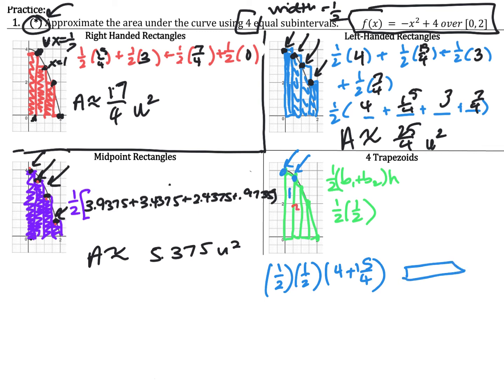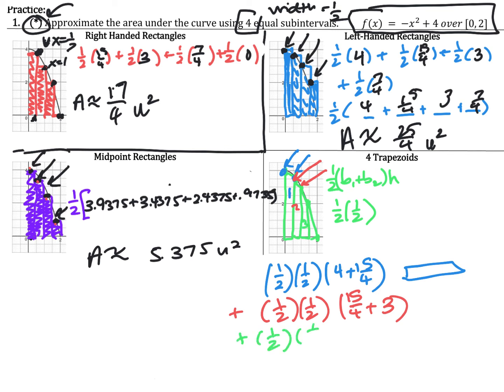If we look at the second one, again, I'm going to have 1/2 times the width times, well, this first one we just said is 15/4, plus the second height here, which is going to be what? When x is 1, it's going to be 3. We're going to add that to, I'm going to call this the third trapezoid, 1/2 times 1/2 times 3 plus this height, which is what we have when we're at 3/2, which is 7/4.